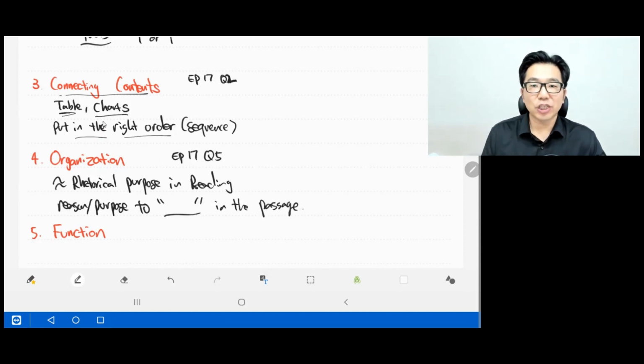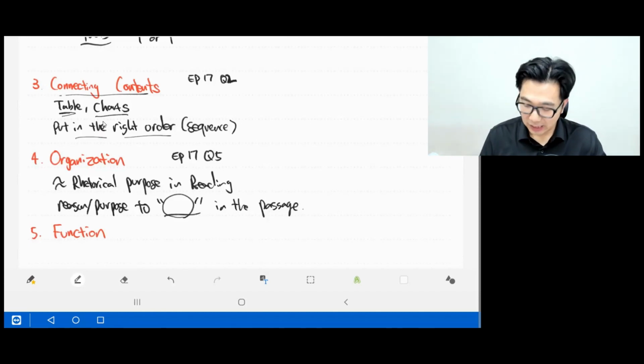Okay, so you need to ask yourself, what is the function? What is the role of this in this passage in order to convey what information? So is it there to explain what the professor said? Is it used as an example to justify, exemplify, clarify the professor's statement? Is it there to compare and contrast with the previous example?